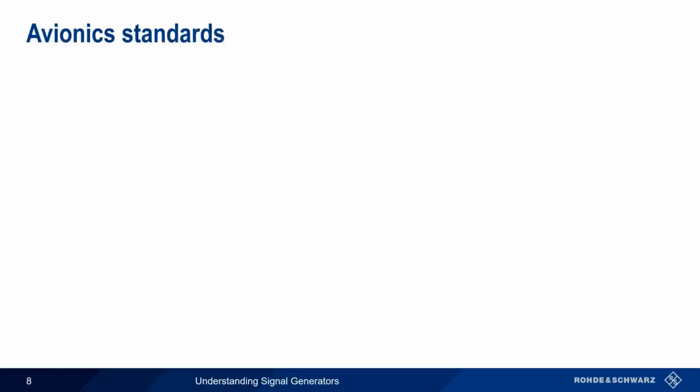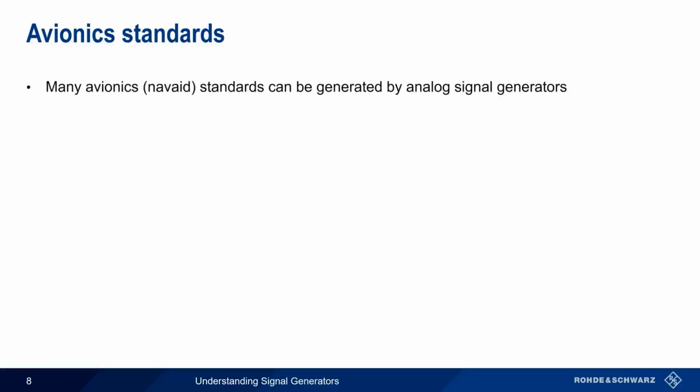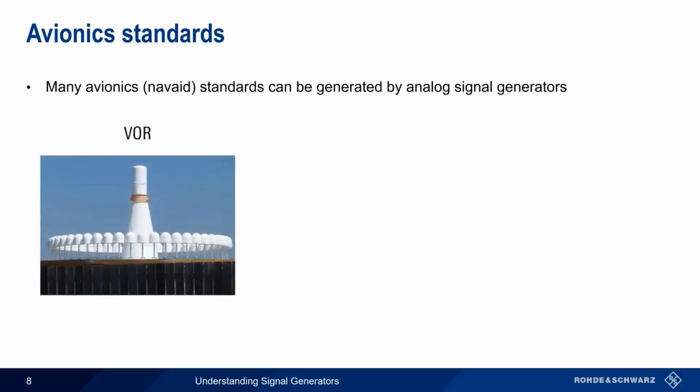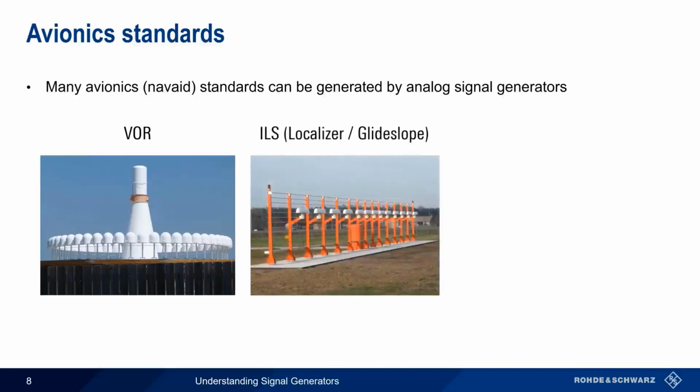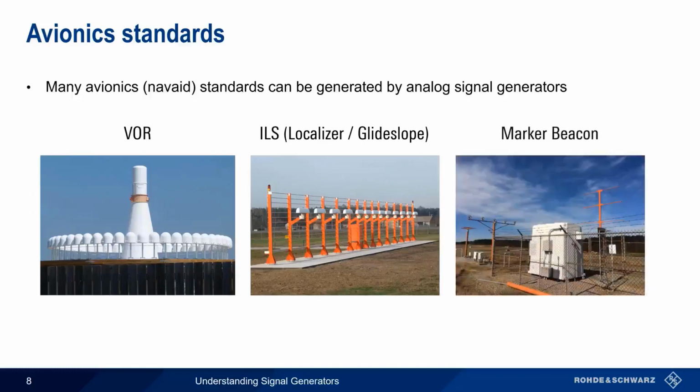In addition to generic AM, FM, PM, and pulse modulation, there are some other applications for analog signal generators. For example, analog signal generators can be used to create many of the signals in avionics, that is, signals used by aircraft for navigation and landing. These include things like VHF omnidirectional range, or VOR, both localizer and glide slope signals in ILS, or the Instrument Landing System, as well as signals from marker and non-directional beacons.